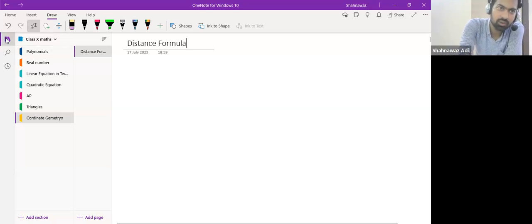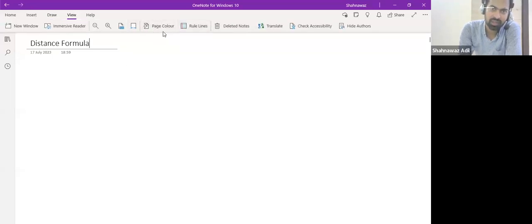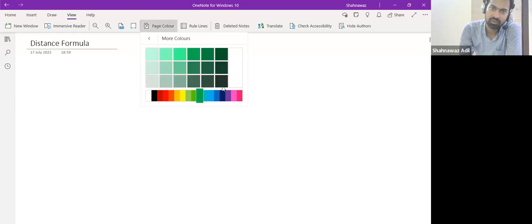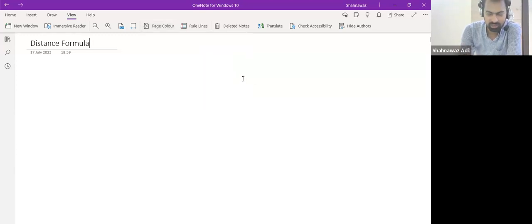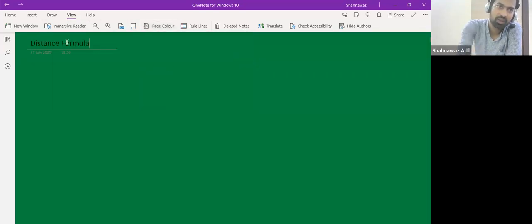Now let us go back to the ninth class. You have already learned about the graph, right? So a graph has how many parts? It has two parts: the x-axis and the y-axis, right?